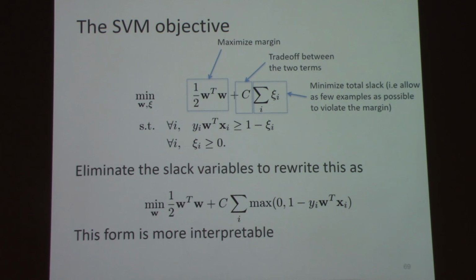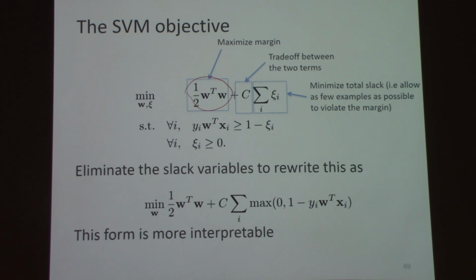There is one side of the thing that says you minimize half of the norm of the weight vector, which essentially is a way of saying maximize the margin. So the first term, called the regularizer, is a way of controlling the capacity of the linear classifier. It's a way of saying that I prefer simpler hypotheses, and the way you do that is by maximizing margin.